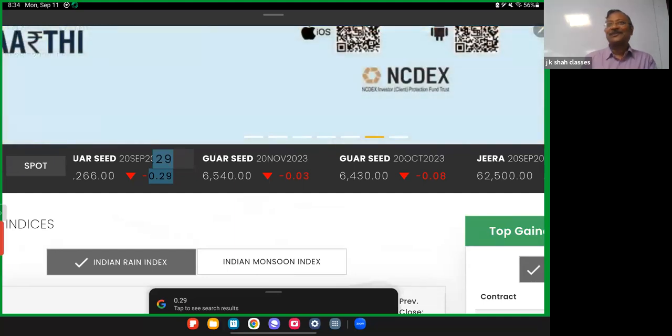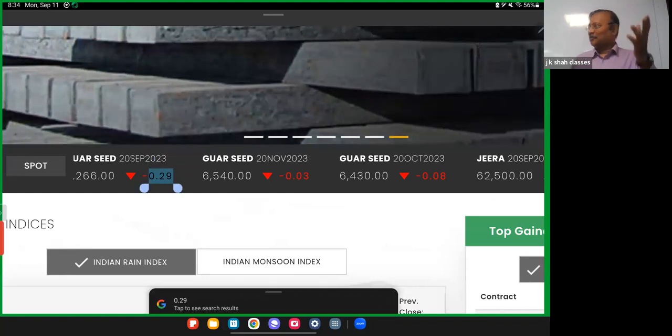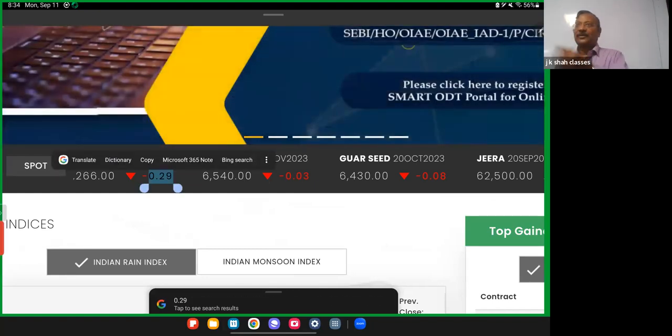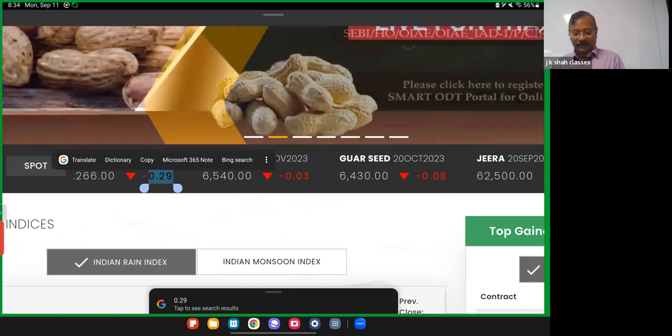What would be the basis of this price? How would it be calculated? Spot times 1 plus R plus storage. This is the price at which it's trading.